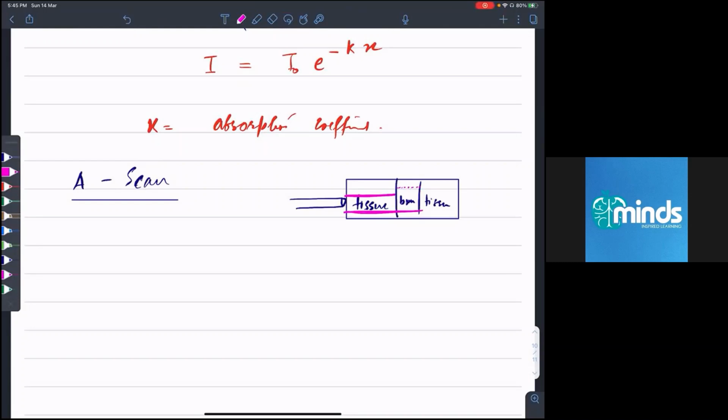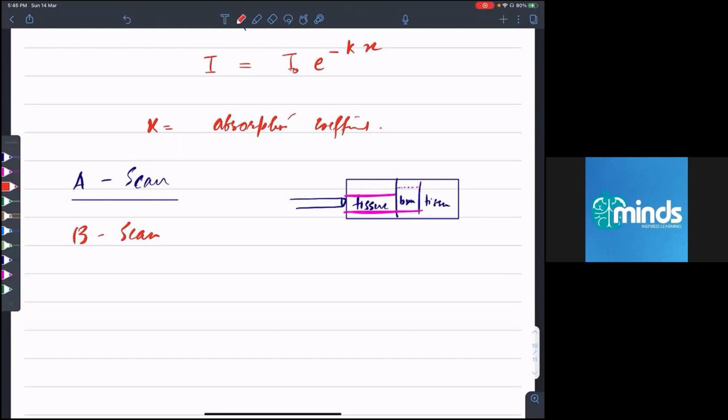This is A scan. What is B scan? In B scan, we will keep on repeating A scan, but from multiple angles, to generate a two-dimensional image. So A scan gives us the information of obstacles from the probe or transducer, and B scan helps us in obtaining a 2D image of the object whose ultrasound we actually want to make.